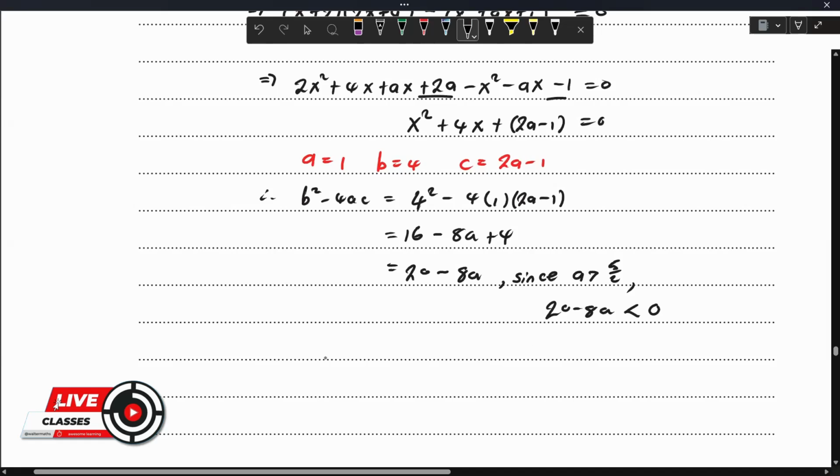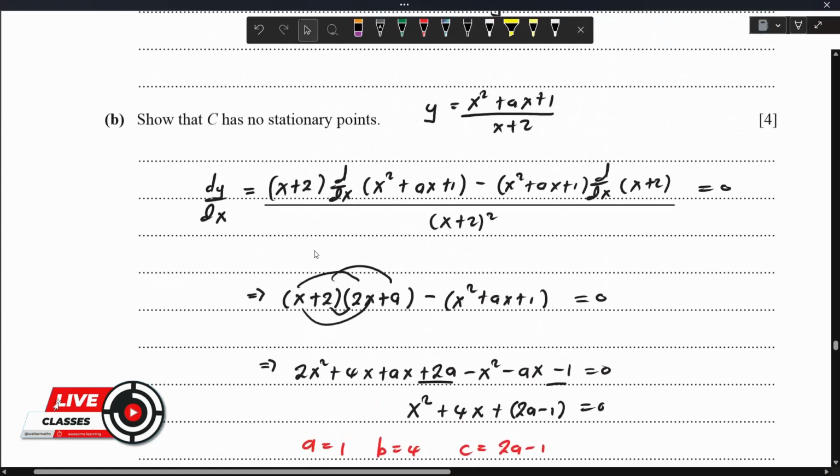Okay. Therefore, we can conclude that there are no stationary points on the curve C, because if we were having a stationary point, b squared minus 4ac would come out as negative, or less than 0. It means there are no real roots, which means there are no stationary points. Okay, do you understand this reasoning?